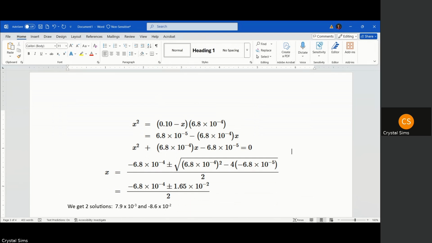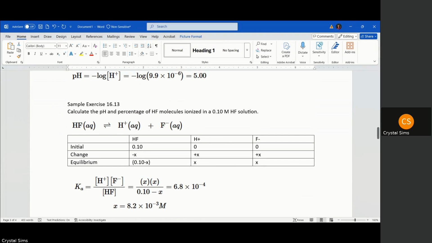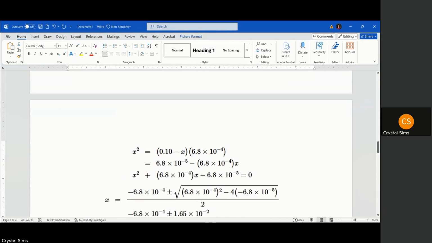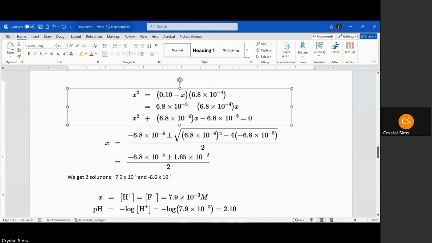Now remember, x is our hydrogen ion concentration, and we need that to determine pH. So once I get x, I know that that's equal to my hydrogen ion concentration, which is the same as my fluoride ion concentration. And when I plug that in, I can finally calculate pH to be 2.10.